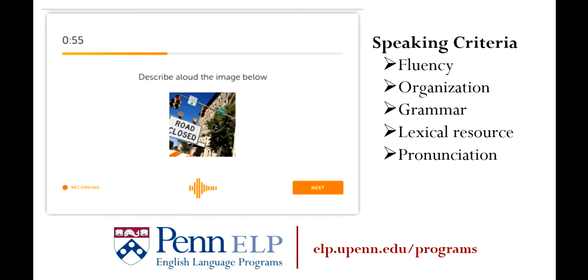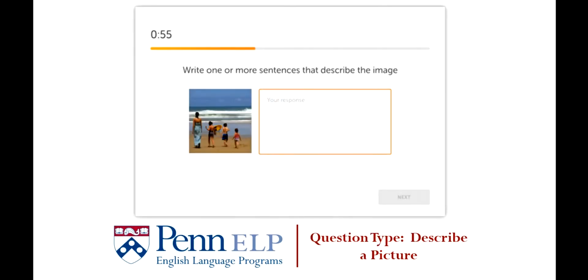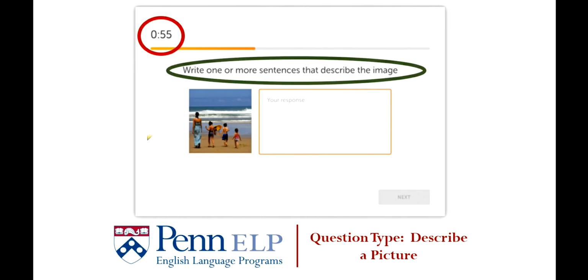Now let's look at the writing side of the same task. This question comes with a 1-minute time limit. The instructions are also slightly different, as this is a writing task rather than a speaking task. It says to write 1 or more sentences. This is to mean that just labeling words in the pictures is insufficient or not enough.